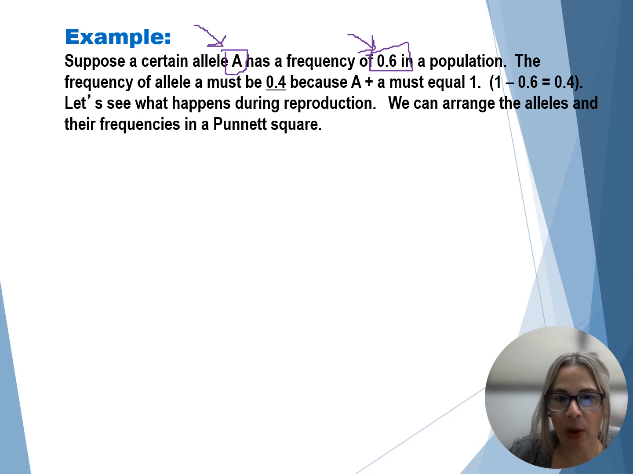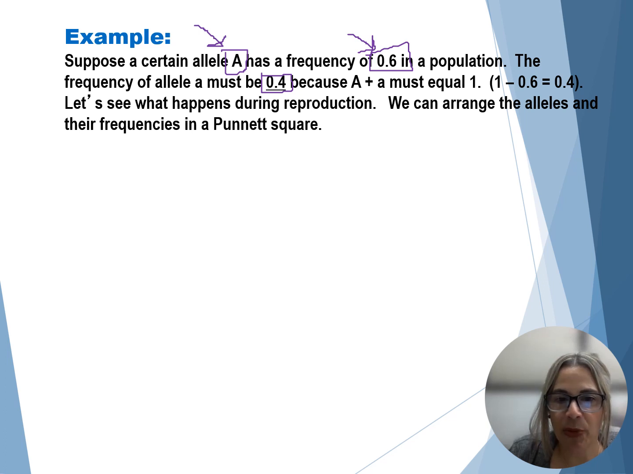So I want you to think about, is this our Q, is this our P, is this P squared, what is this, okay? And then it says the frequency of the other allele must be 0.4, because remember, P plus Q is equal to 1, right? So if one of those values is 0.6, the other one has to be the difference between 0.6 and 1, which is 0.4, right? So we have 1 minus 0.6 is equal to 0.4. So that's how we got our other value.